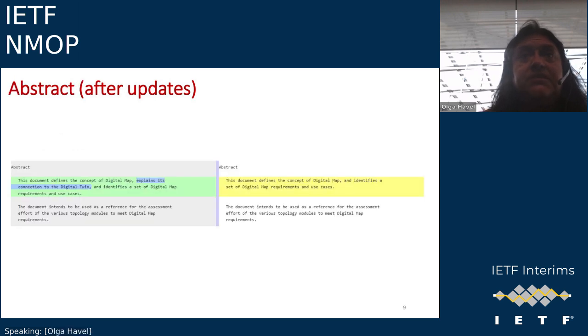So the abstract has been changed. This is the diff for the abstract. You can go to the GitHub and see the latest pull request. So we are defining it, removing the digital twin from this part.